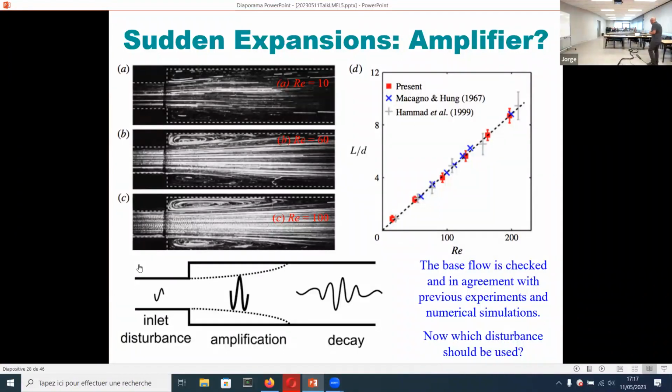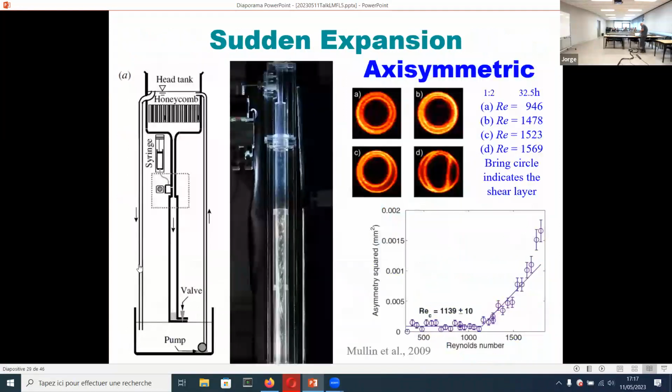One question that people ask is, is this system an amplifier of the disturbances? So we introduce... this is a picture of the experiment. This time it's a vertical experiment with a constant height water level, and the velocity is controlled by a tap at the bottom. Here is the synthetic jet actuator that is introducing a disturbance.